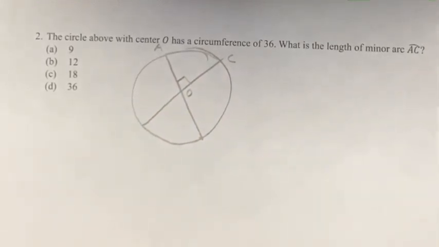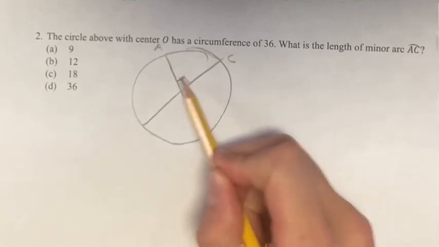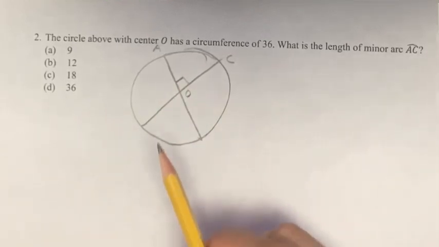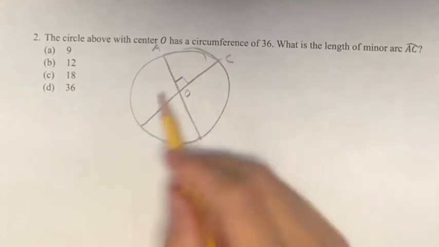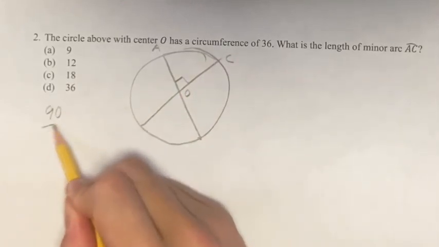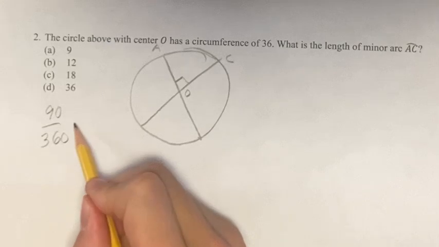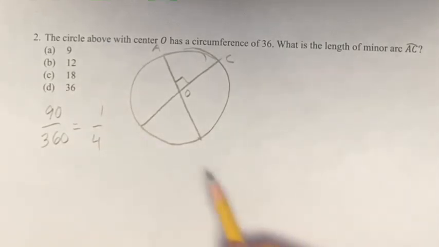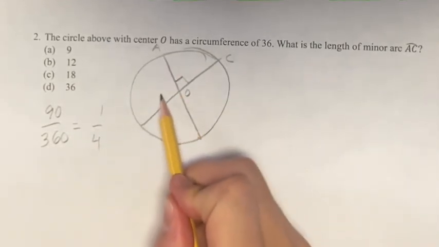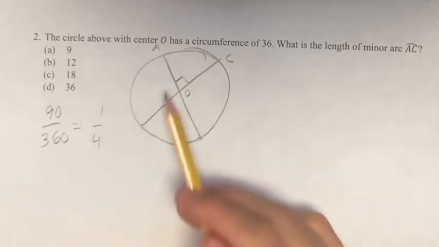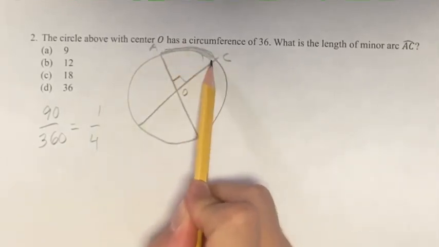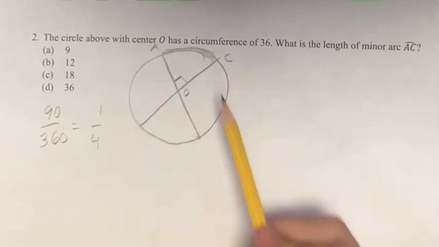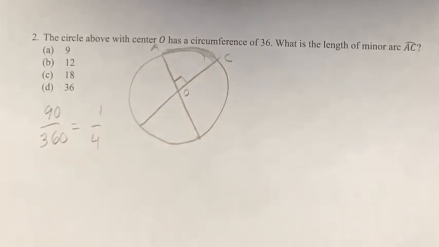And the way we're going to do that is we're going to say, okay, the full circle is 360 degrees, and the percentage of that AOC is, so AOC is 90 degrees, so 90 over 360, which is 1/4. AOC takes up 1/4 of the 360 degrees of the circle. Therefore, the minor arc that it forms is going to be 1/4 of the total circumference.